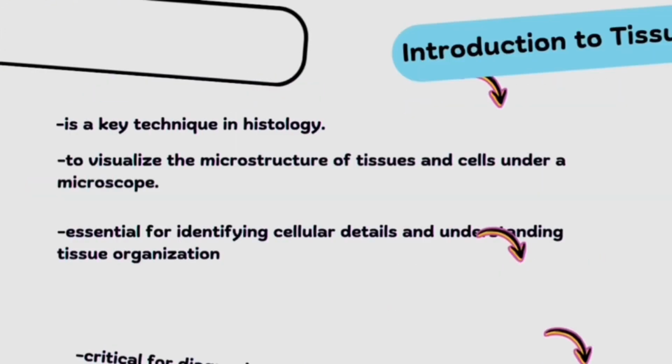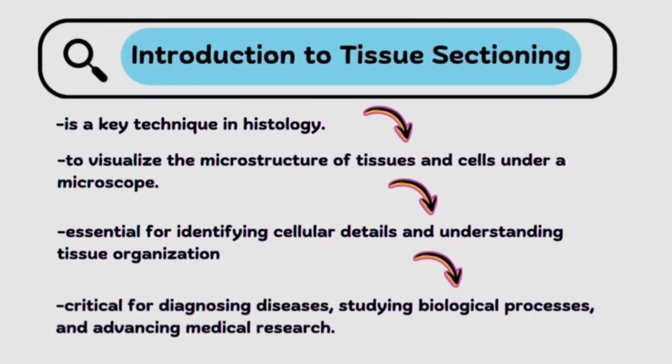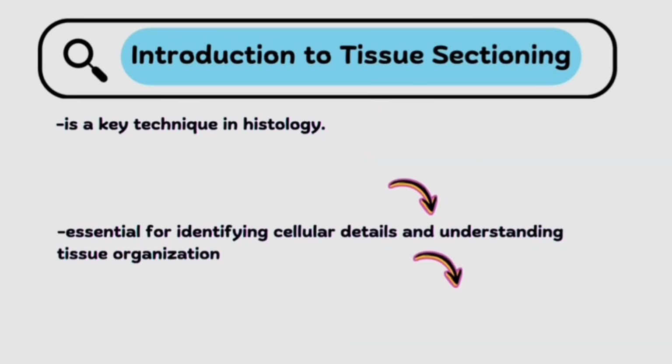First things first, in this video, I will introduce you to tissue sectioning. So what is tissue sectioning? Tissue sectioning is a key technique in histology that allows us to visualize the microstructure of tissues and cells under a microscope. This process is essential for identifying cellular details and understanding tissue organization, which are critical for diagnosing disease, studying biological processes, and advancing medical research.